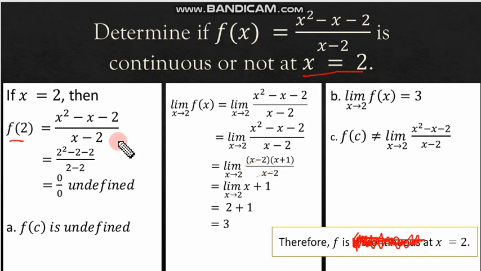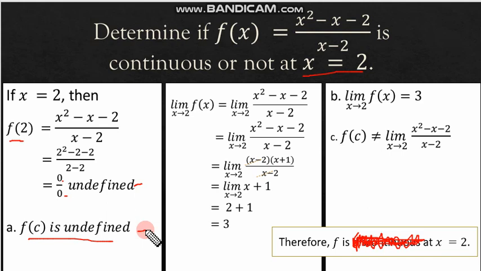So that's 2 squared minus 2 minus 2. So the numerator is equal to 0, and the denominator, that's 2 minus 2, is equal to 0 as well. So this is undefined. So the f of c is undefined. So it is safe to say that our function is discontinuous at x is equal to 2 because the first condition is already undefined.